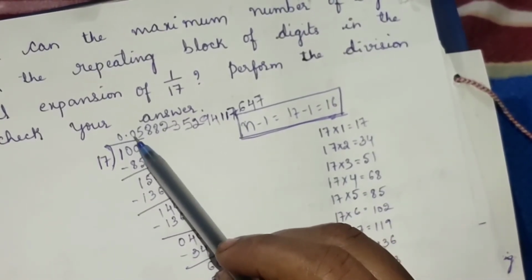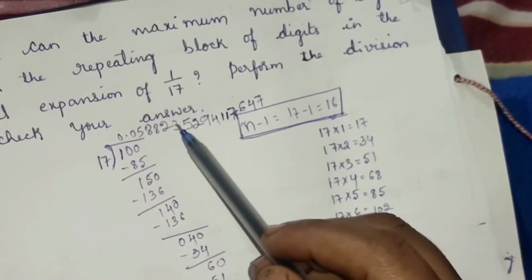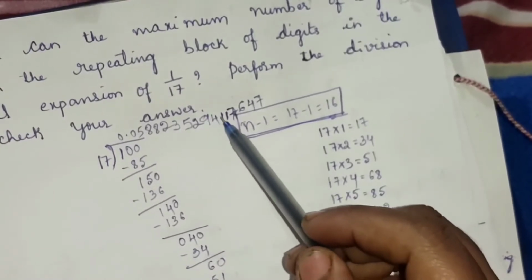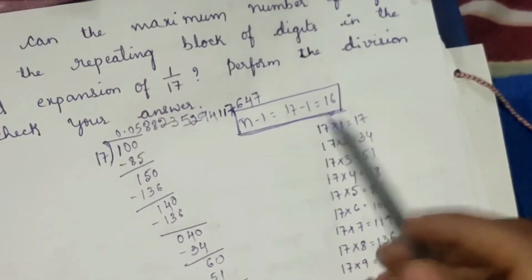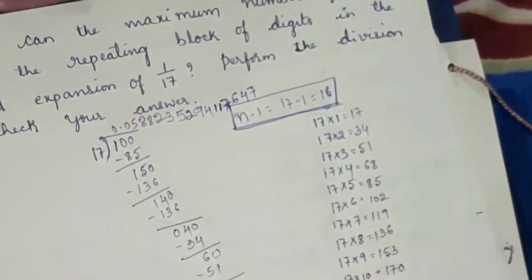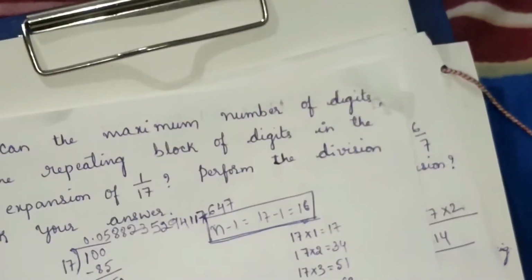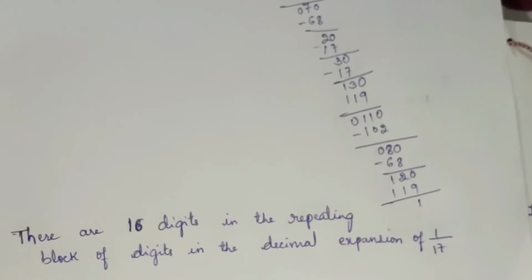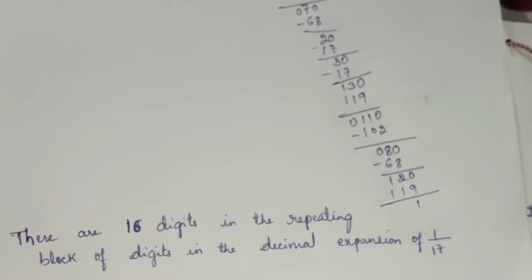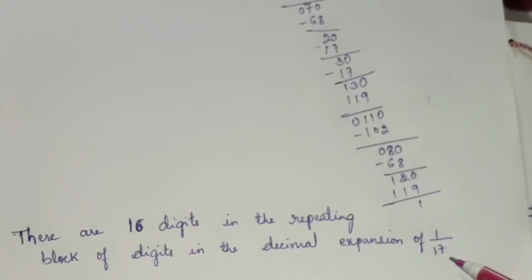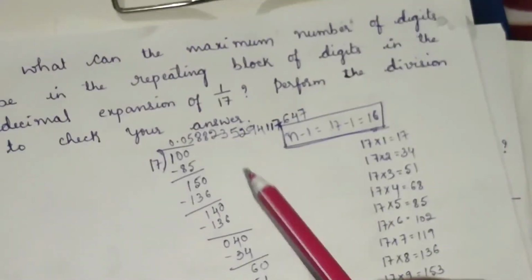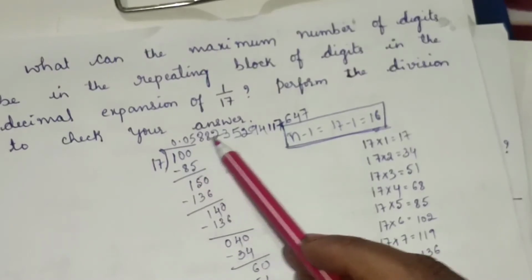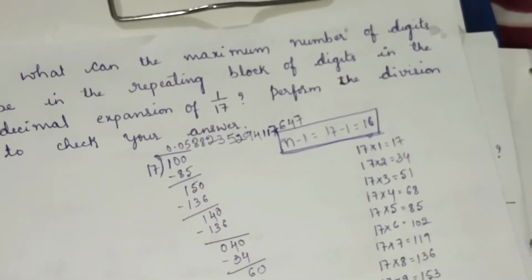Let us check. 1, 2, 3, 4, 5, 6, 7, 8, 9, 10, 11, 12, 13, 14, 15, 16. See, we got the same digits. Hence, this is the process and you have to conclude. You can conclude by writing there are 16 digits in the repeating blocks of digits in the decimal expansion of 1 by 17. The meaning is when you divide 1 by 17, in the quotient you will get 16 numbers and these 16 numbers will again repeat.